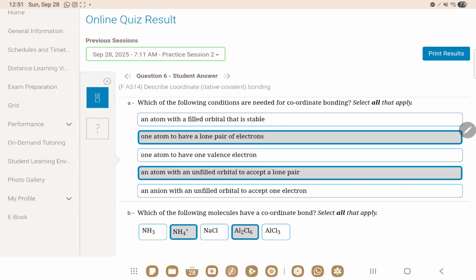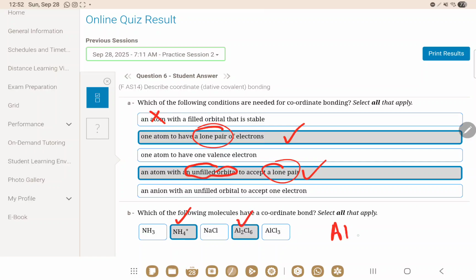How do you form a coordinate, aka dative bond? An atom with a filled orbital that is stable? No. You need an atom that has a lone pair of electrons and an atom that has an unfilled orbital to accept that lone pair. These are your only 2 requirements. Memorize it. The ones with the coordinate bond, we said NH4 and Al2Cl6 out of these options.